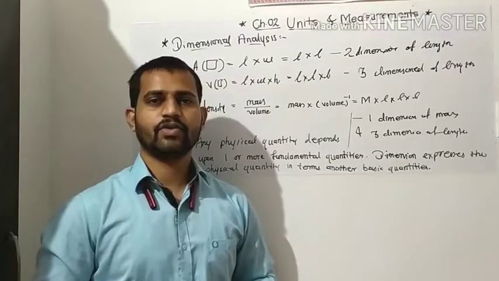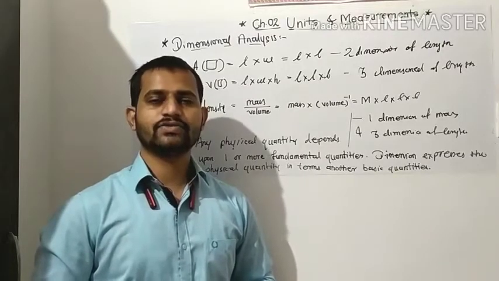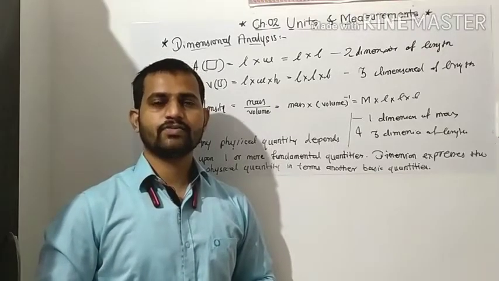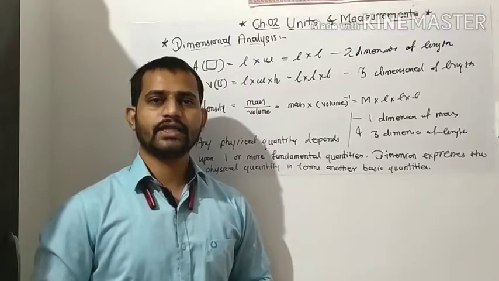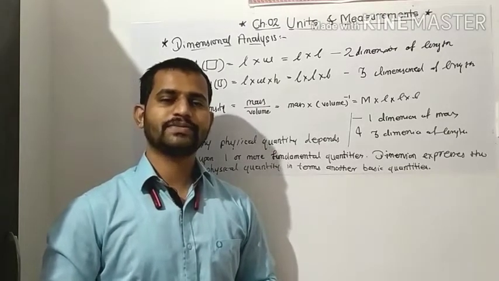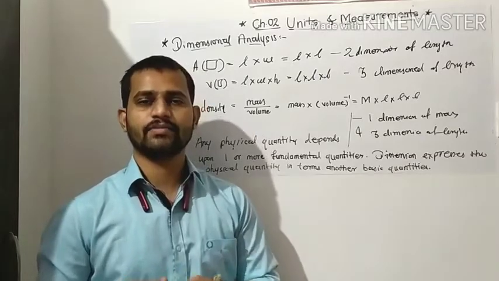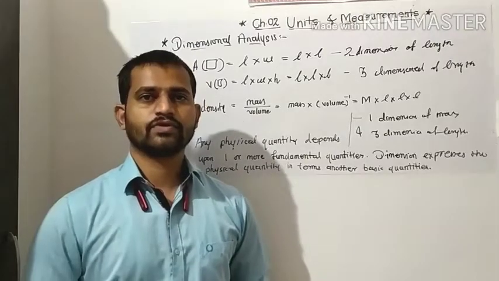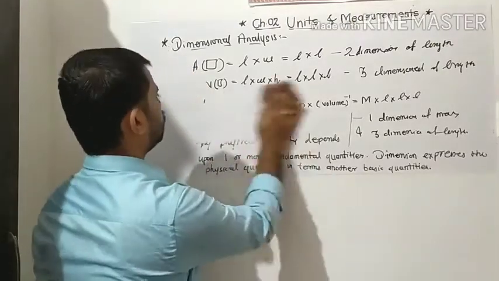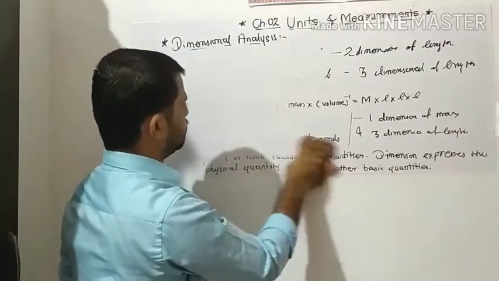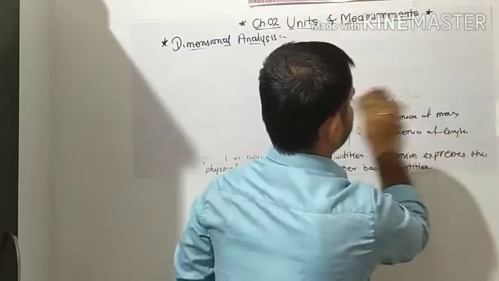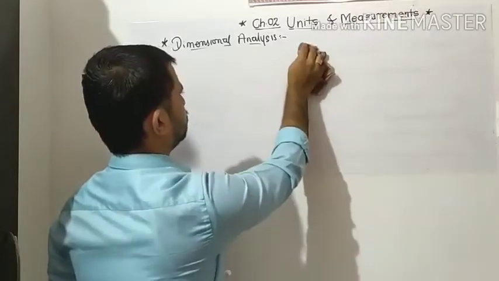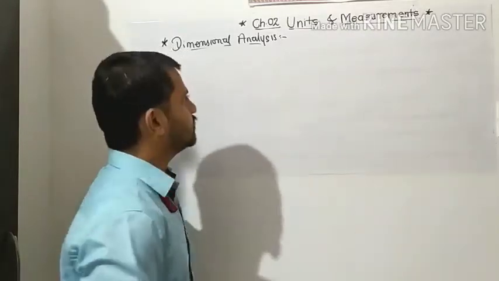On that basis we have to express our physical quantities in terms of mass, length and time, even if those quantities are not present in it. Like the velocity: what is the formula of velocity? Velocity is nothing but distance upon time. So we have to go for length and time, but we have to express the velocity in terms of mass, length and time. For that purpose we have to write its dimensional formula. So we'll see the dimensional formula now. How is the dimensional formula written?